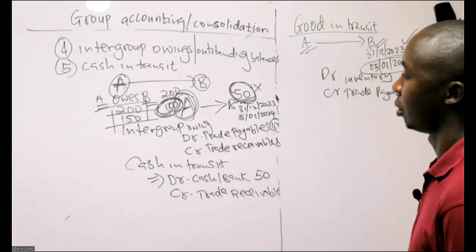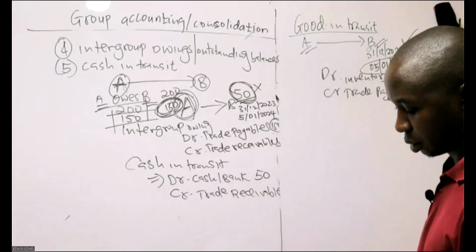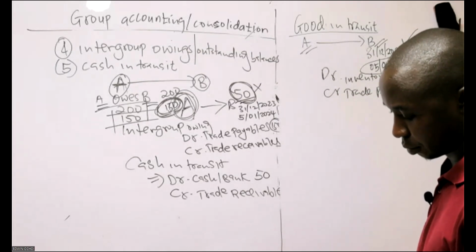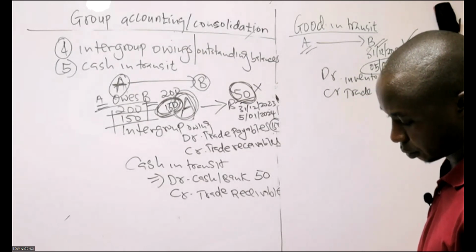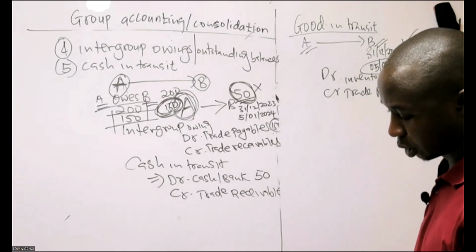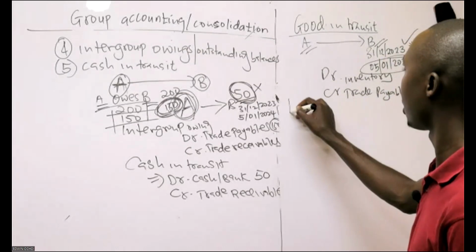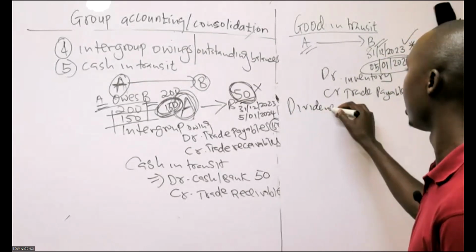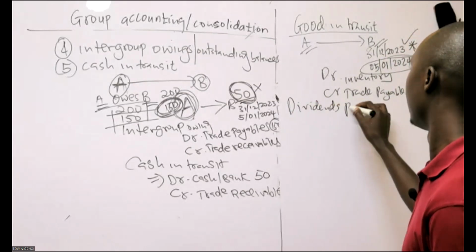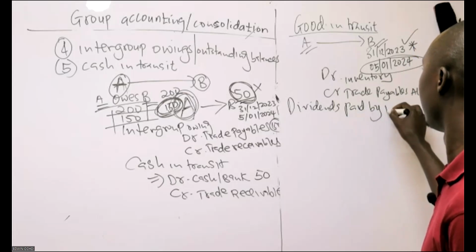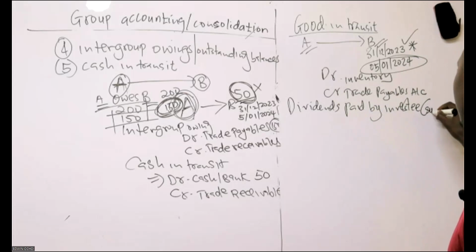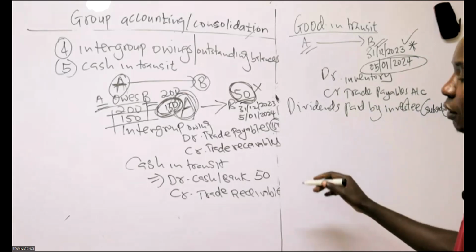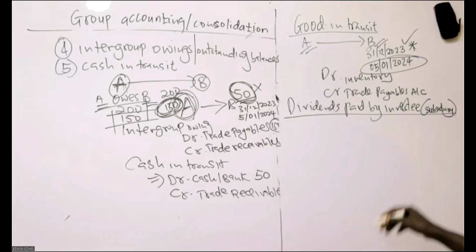And so another terminology which is remaining, I think I've covered 90% of those adjustments. And so the only adjustment which is remaining is the dividends. How do you deal with the dividends paid? Dividends paid by the investee company, mostly the subsidiary.